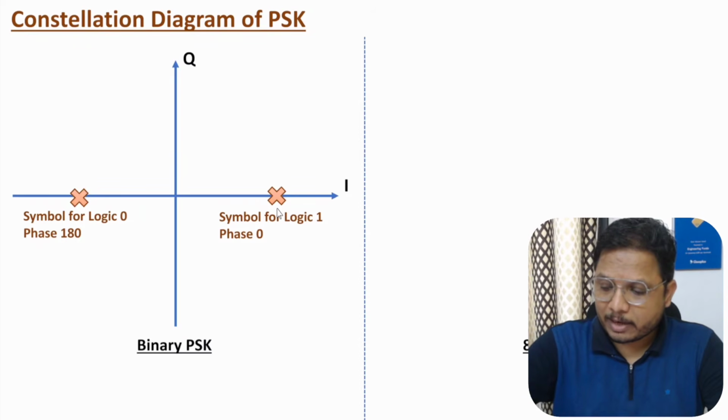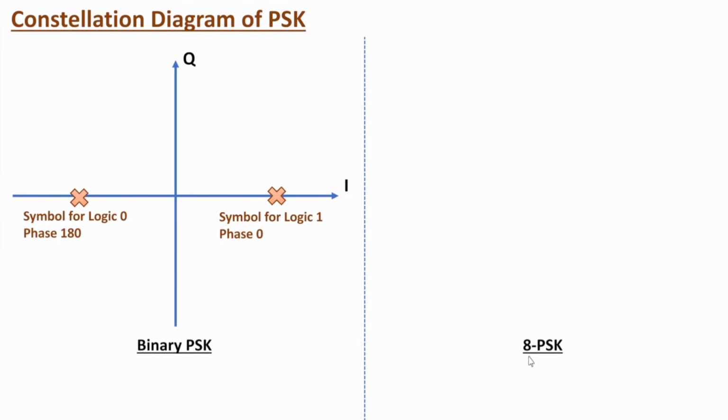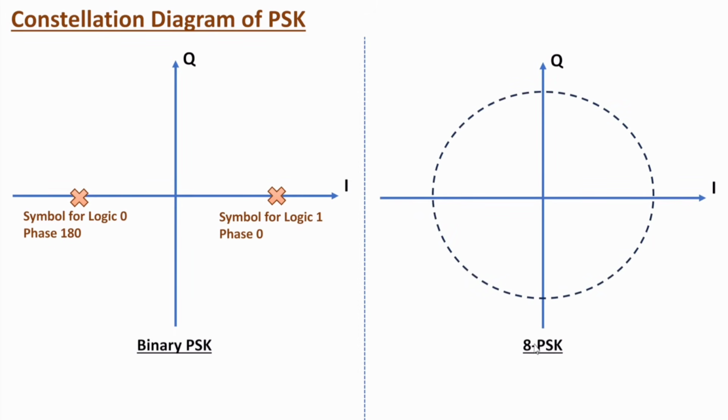Now, let me take one more example, 8 PSK. In 8 PSK, we will have 8 different symbols. Here, I have drawn one circle, which means with each symbol, the amplitude will be constant, but with each symbol, there will be a different phase. In total, 8 symbols are there. You can observe this is the first symbol, second symbol, third symbol. Likewise, we have in total 8 symbols.